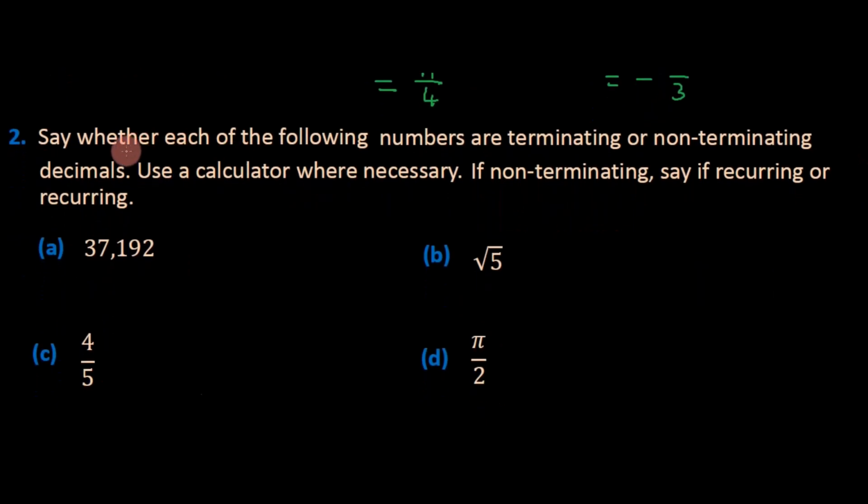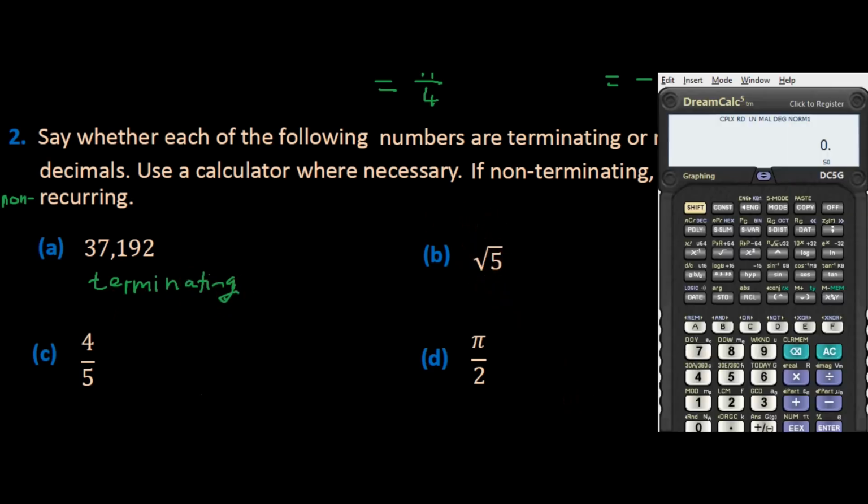In question 2 it says, say whether each of the following numbers are terminating or non-terminating decimals. Use a calculator where necessary. If non-terminating, say if it's recurring or non-recurring. In A we have 37,192. This of course is a terminating decimal, because the digits don't continue forever after the decimal. So terminating.